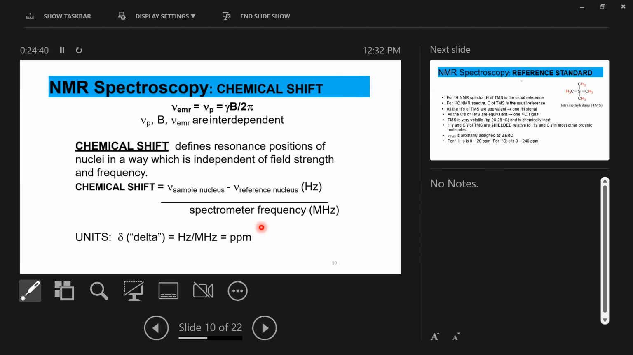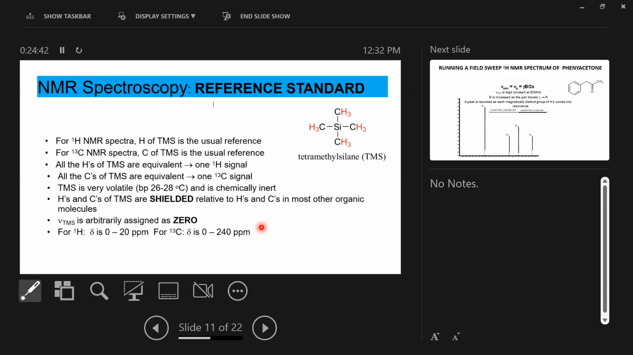Now, for everything in science, you need to have what is called a reference. Because how are you comparing something without a reference point? All right, you need to have a reference point. So we use tetramethylsilane, TMS, as our reference point. For the proton NMR, the hydrogen of TMS is usually the reference. For carbon 13 NMR, the carbons in this is usually the reference. What I mean is the reference is made to be 0 and everything's compared in reference to that.